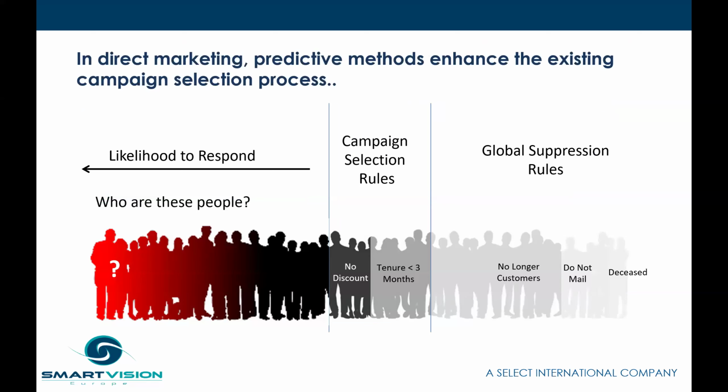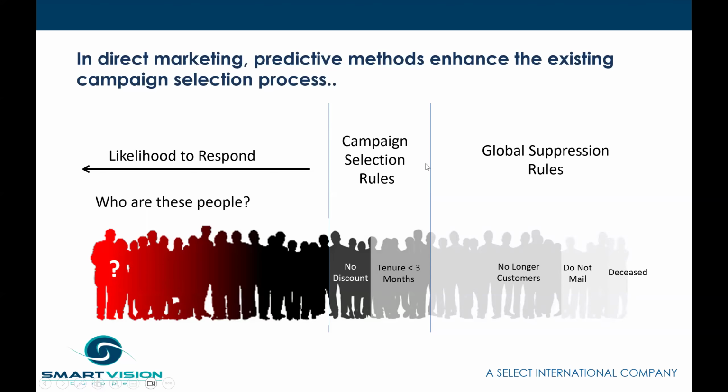Within direct marketing, it's very important to understand, if you're working in a direct marketing application, that predictive methods don't exist in a vacuum. They exist as part of a wider process. You don't just apply them to the entire customer base. You tend to be quite selective about it. So in direct marketing, predictive methods enhance existing campaign selection processes. What you often have is something like global suppression rules, where you say, look, you can't mail these people because they're no longer customers. Or you can't mail these people because they've said don't mail me. So they're out. And you can't mail these people because we think they're deceased. And then you have people who are eligible for the campaign.